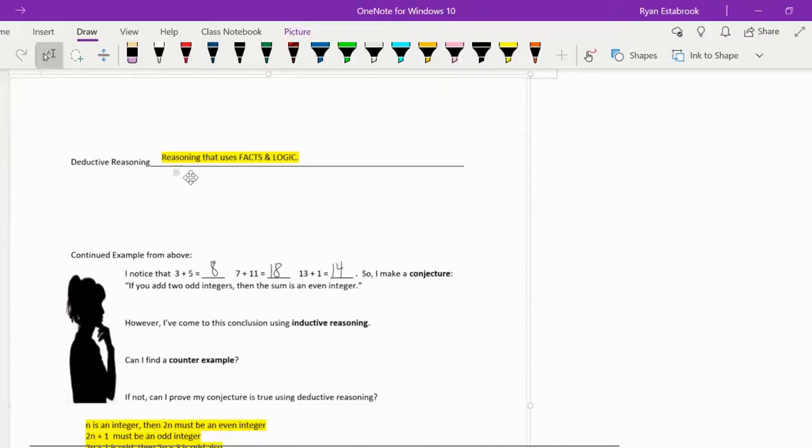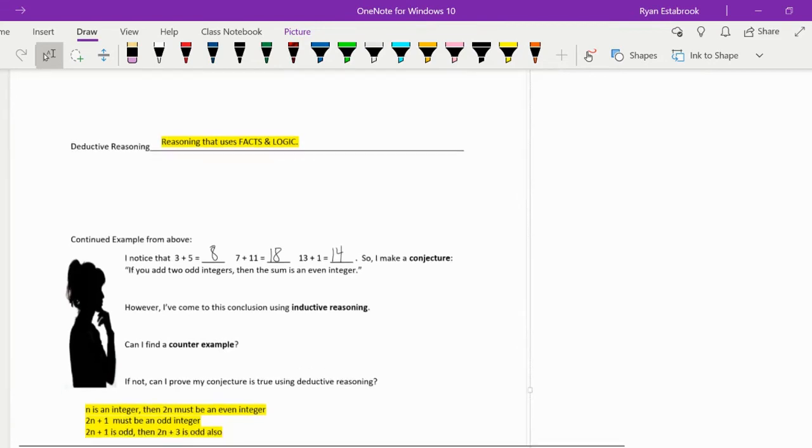Deductive reasoning uses facts and logic. This is the way that we prove something is definitively true in mathematics. Not just that we see a pattern, but we can prove using facts and logic that it's true.